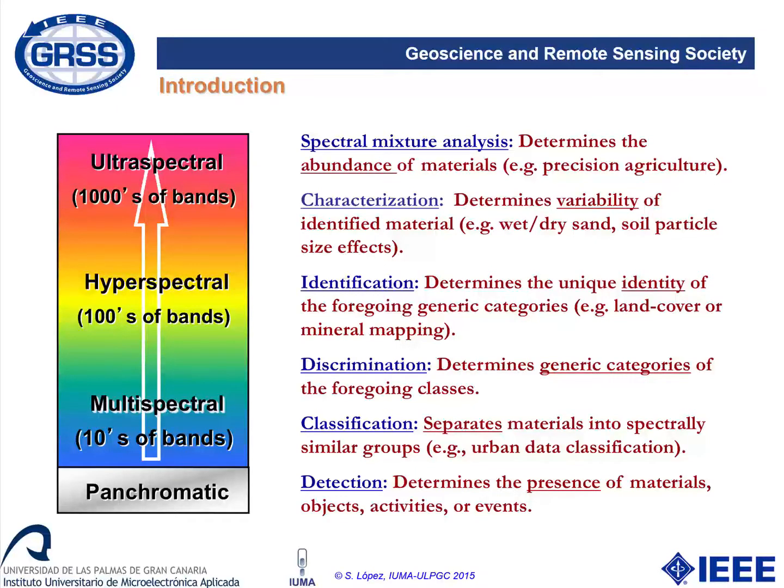So with this spectral information, and in particular with the typical amount of spectral information that you have in a hyperspectral image, we can do a lot of things. Some of them have been extensively covered by Professor Plaza in his tutorial, like spectral mixture analysis and also classification. But some other processes are important, like for example detection or identification, discrimination, or characterization.